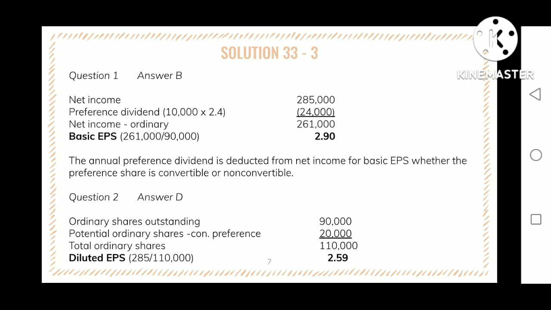So, ordinary shares outstanding, 90,000. Add po natin yung potential ordinary shares na convertible preference shares, which is 20,000 po. Nasa given po natin. So, we'll arrive at the total ordinary shares of 110,000. So, 285,000 divided by 110,000, the diluted earnings per share is 2.59.